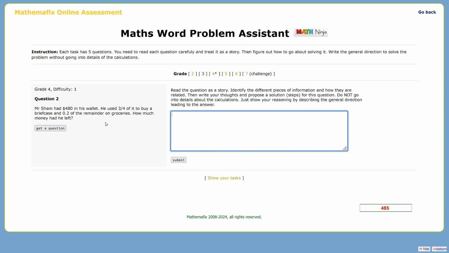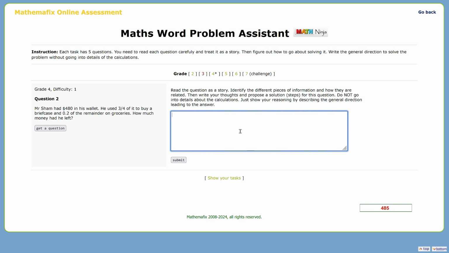So the idea is that he used 3/4 of the money, and some money is left over. And then a little bit tricky for year 4 here, he used 0.2 of the remainder. So basically what we have to do, we'll have to find the remainder money, and then we'll take more out of it. Okay, so let's come up with some idea.